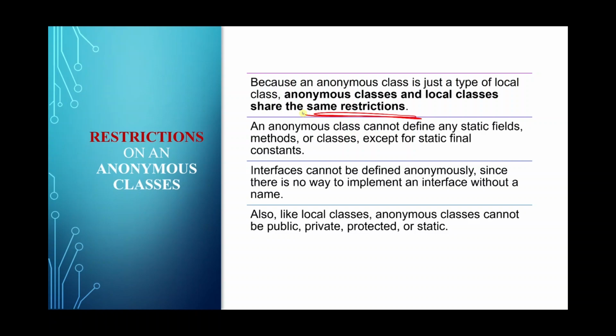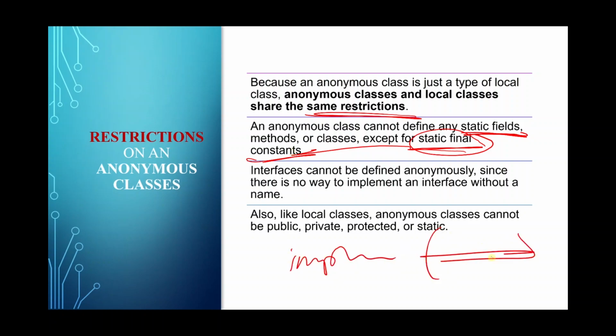An anonymous class cannot define any static fields or methods or classes, except for static final constants. You can only have static final constants. Interfaces cannot be defined anonymously, since there is no way to implement an interface without a name, right? You have to write implements, then provide the name of your interface. If you have an anonymous interface, then you cannot have this name. So you cannot have anonymous interfaces. However, you have anonymous classes.